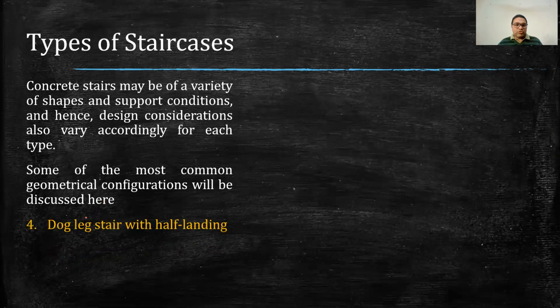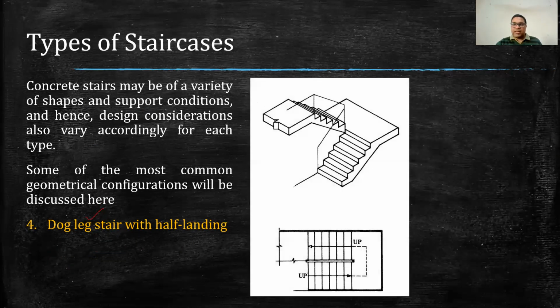Then the most common type of staircase that we generally use in multi-story buildings is the dog-leg staircase, in which a half landing is provided, and it looks like this. In 3D you can see this is the dog-leg staircase, and in plan you can see this landing is called the half landing, basically a halfway landing.